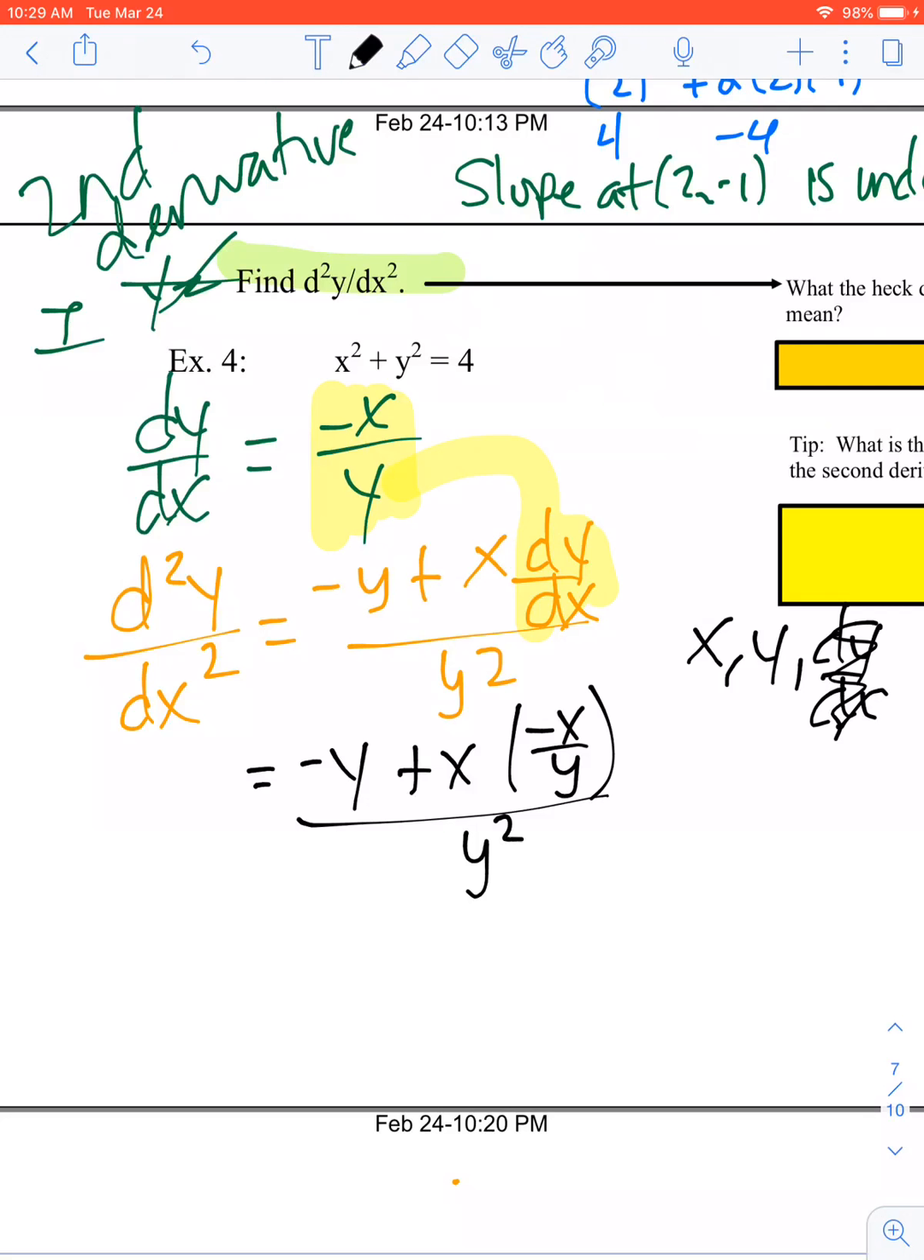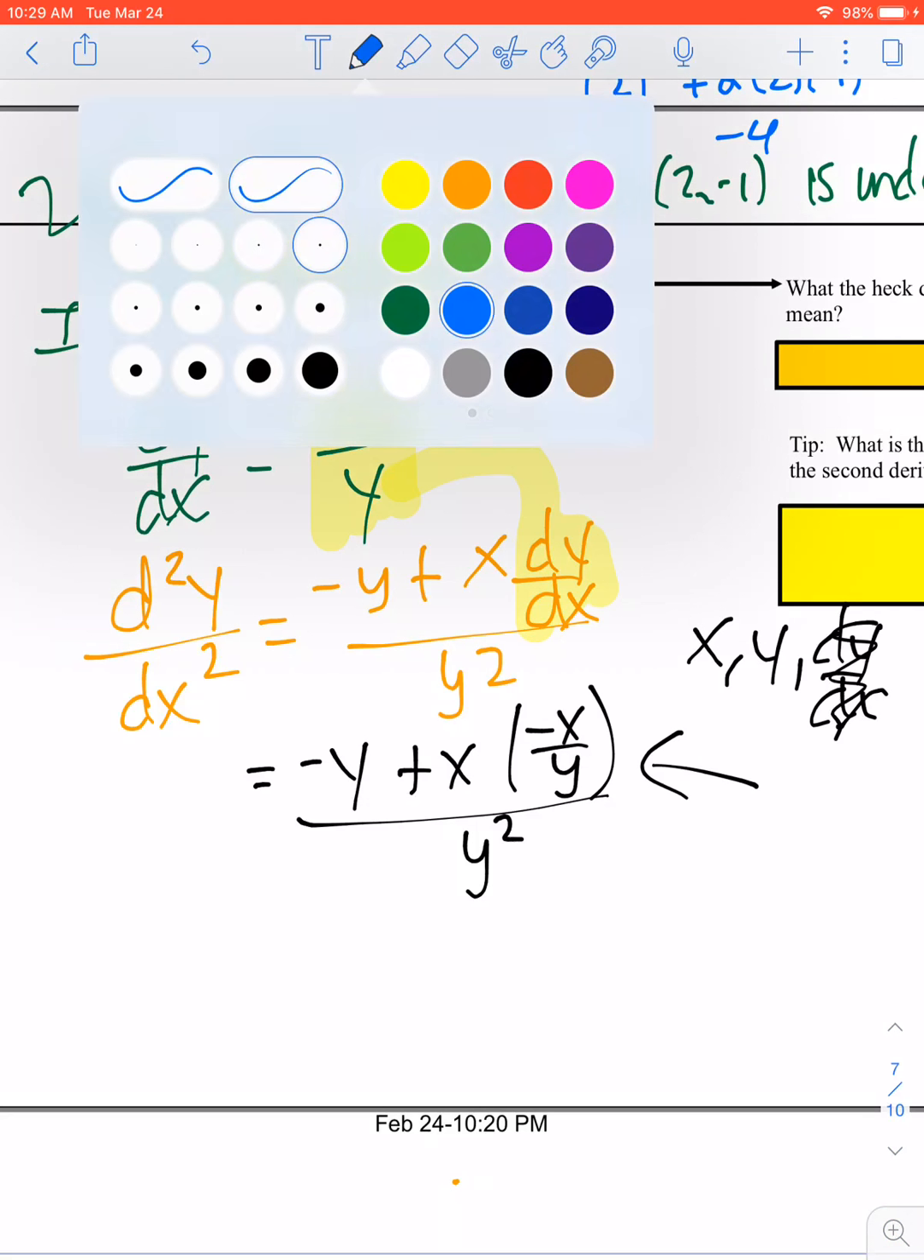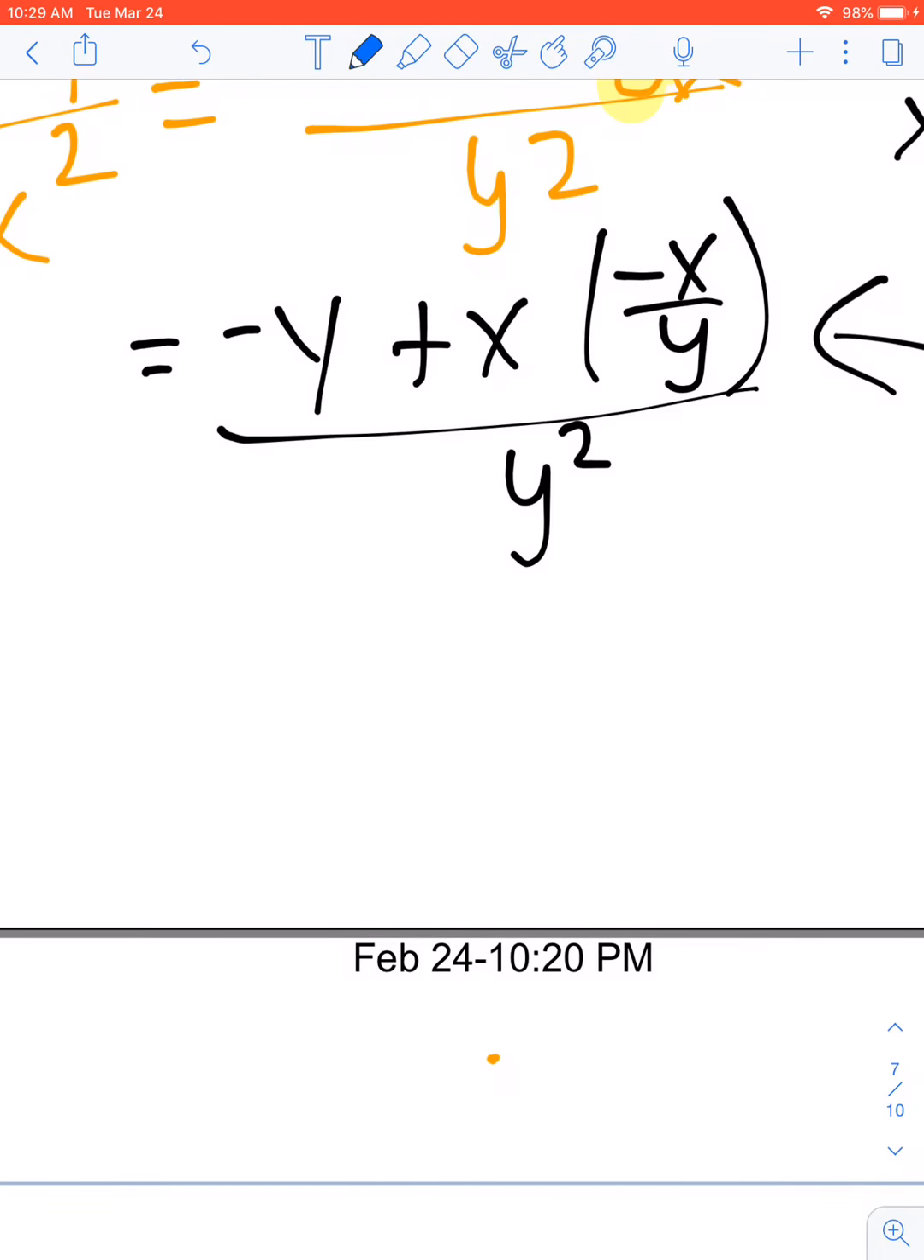Why isn't this full credit? Because you have a complex fraction. We have to get rid of that. So the rest of this is just algebra, friends. This is no more calculus. All right, so what do?